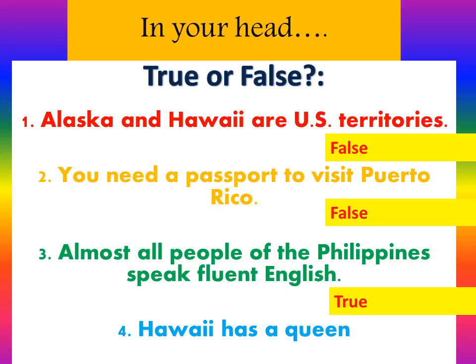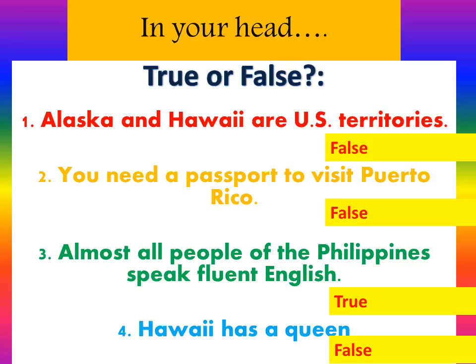And the last one, number 4, Hawaii has a queen. This is false. They do not have a queen. They are a U.S. state now. However, back up until 1899, they did have a queen. Her name was Queen, you ready for it? Queen Liliuokalani. She was a powerful woman, and we being American planters, they planted pineapple and sugar, and there's some missionaries as well.